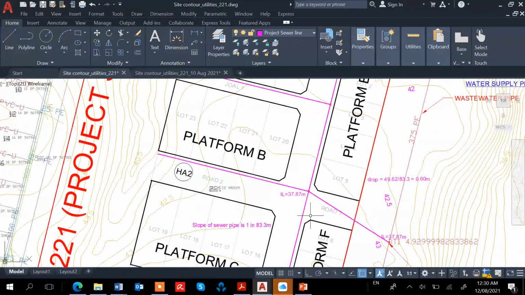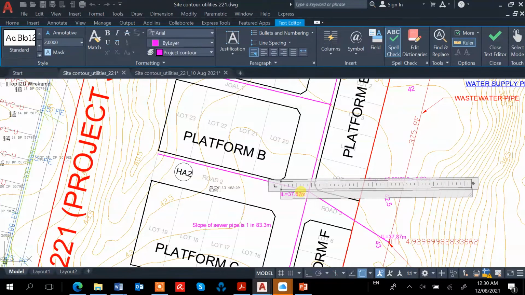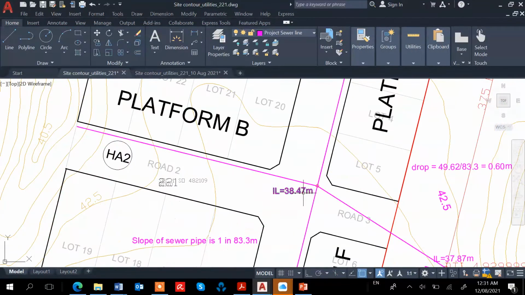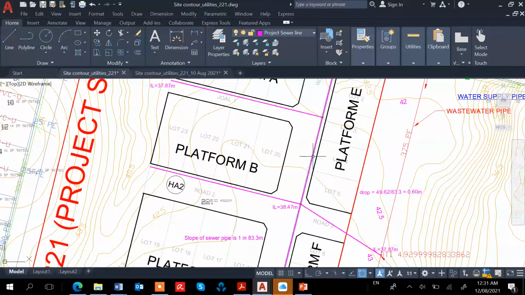So I can say that for this one, the invert level will be 37.87 plus 0.6, which is 38.47 meter. Okay, so this invert here, and then we go up. We want to find out what this point here is.